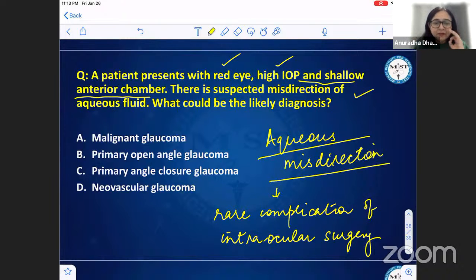So this is a condition which is also called malignant glaucoma. Most likely they wanted you to identify the diagnosis, and the diagnosis is malignant glaucoma. In this case, because of aqueous misdirection, the aqueous is not able to flow or drain out of the anterior chamber, and there is a high pressure. Okay, the answer is malignant glaucoma. So it's not, of course, primary angle closure or open angle. Neovascular glaucoma is the one which is secondary to neovascularization of the iris and anterior chamber. Here it is aqueous misdirection, which is the reason.